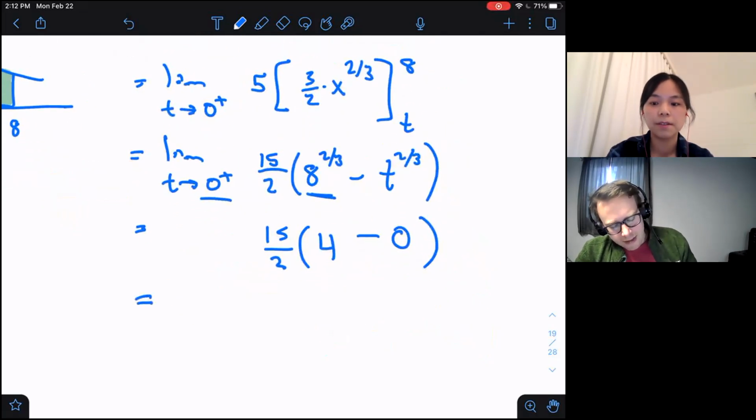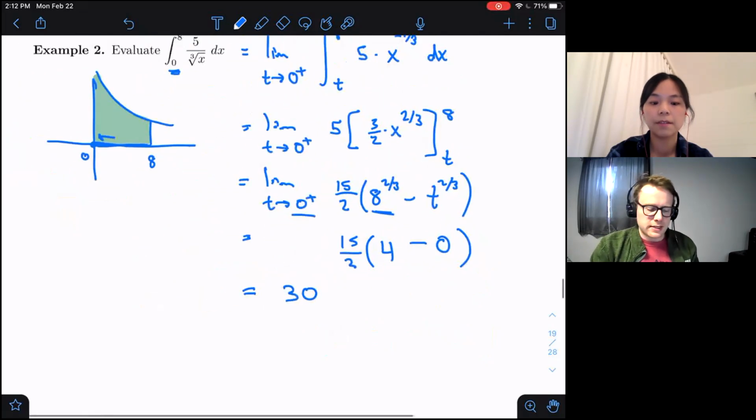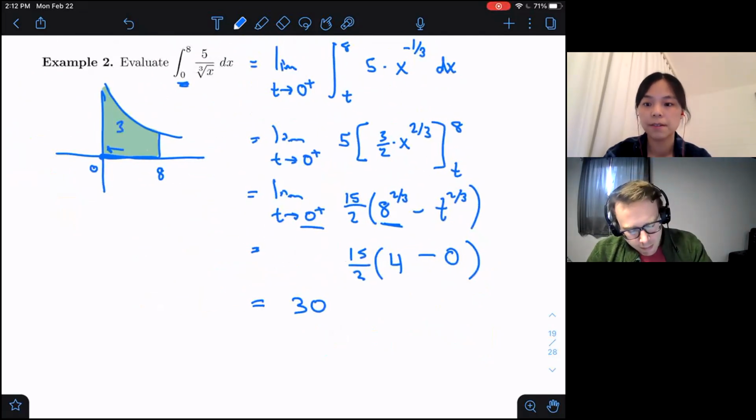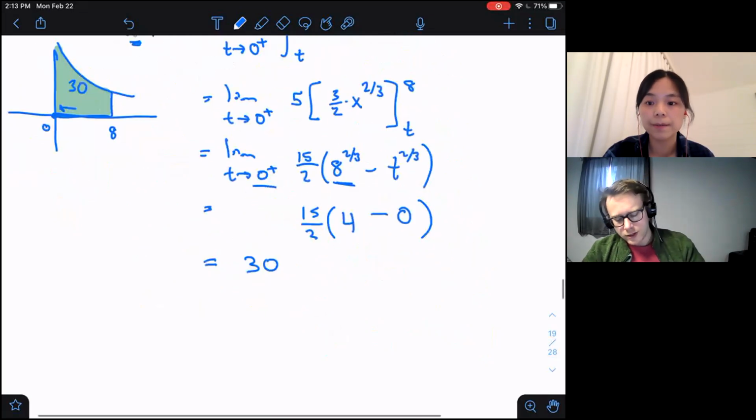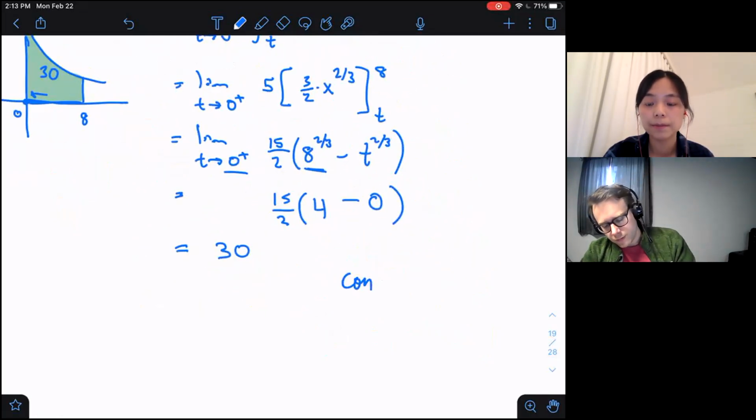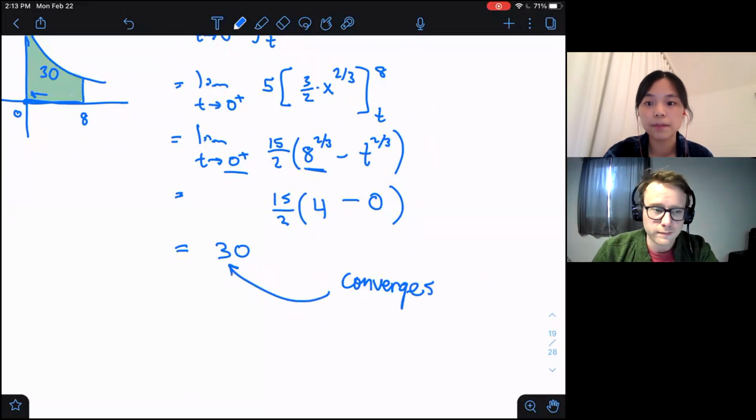And so a little bit of canceling happens, and it turns out that if you were to add up all of that area from 0 until 8, the total amount of area there is 30 units squared. And so this would converge. And better yet, we know that it converges to the finite number 30.